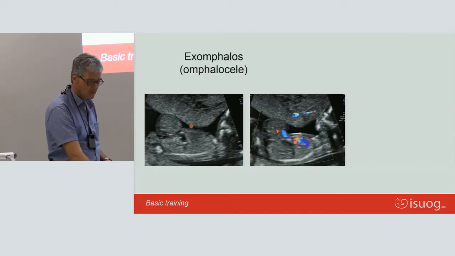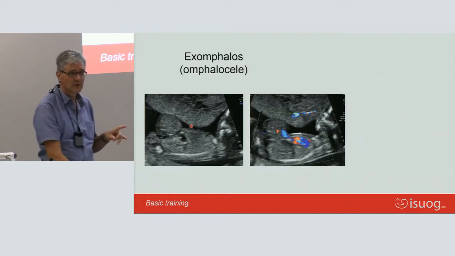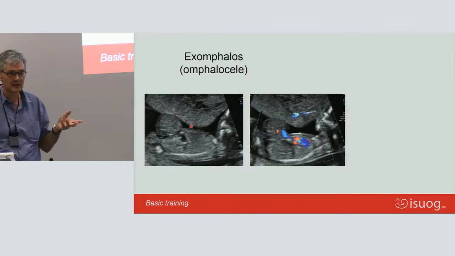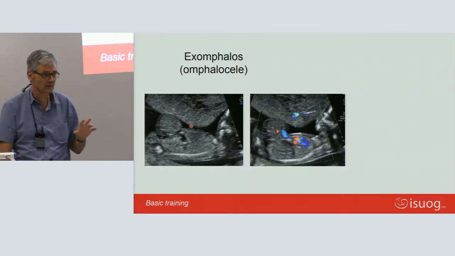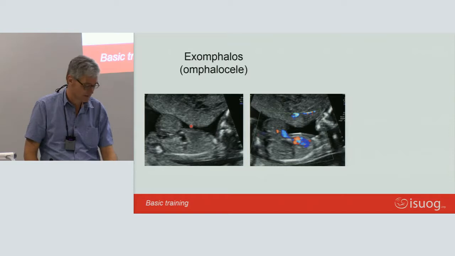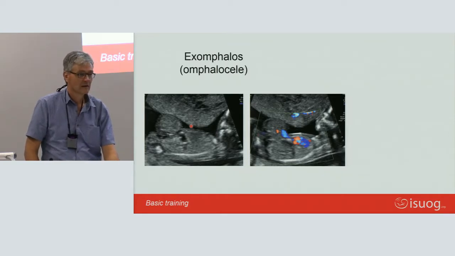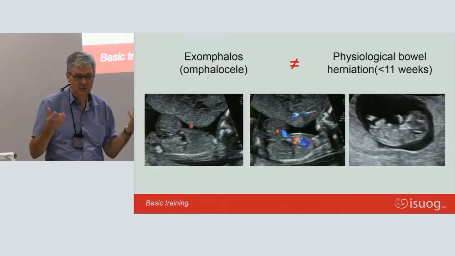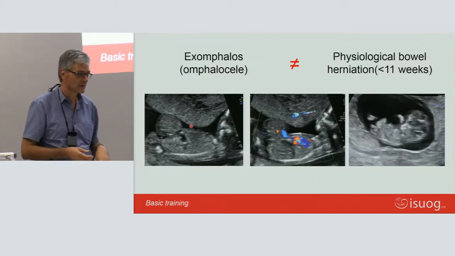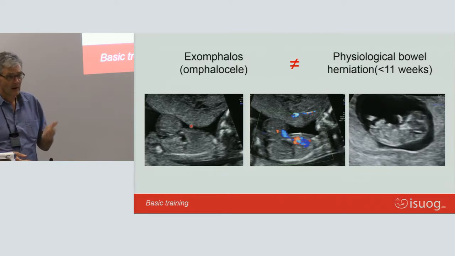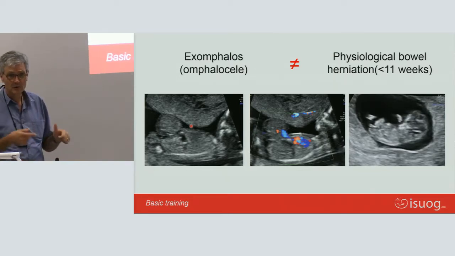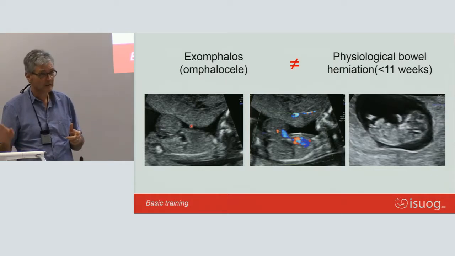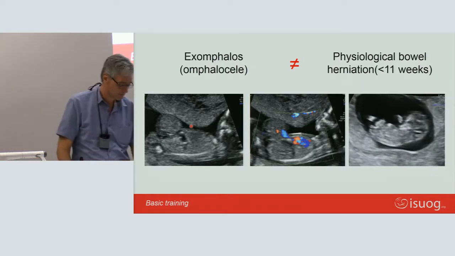And what should we be careful about calling an omphalocele if she's less than 11 weeks, or less than 11 and a half weeks, and even occasionally after that? Well, we all started out life with a physiological omphalocele, a physiological bowel herniation. And the clue is it's a lot smaller, and by 11 and a half, definitely 12 weeks, it should be gone.